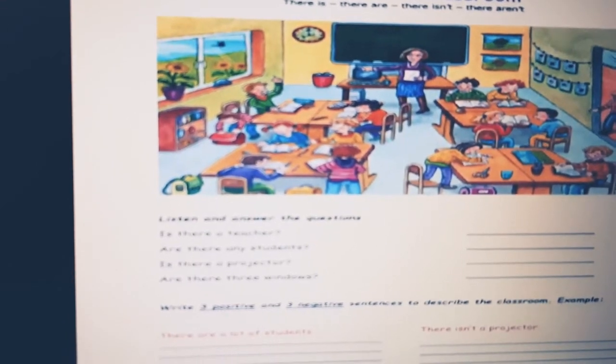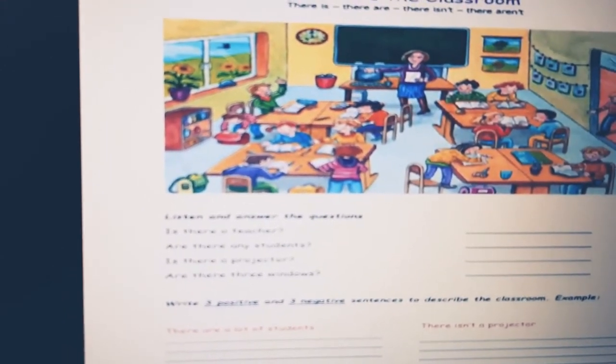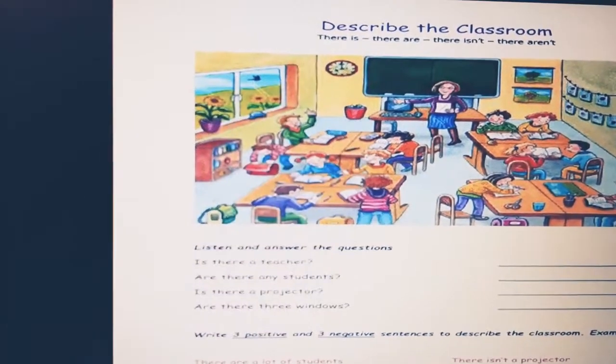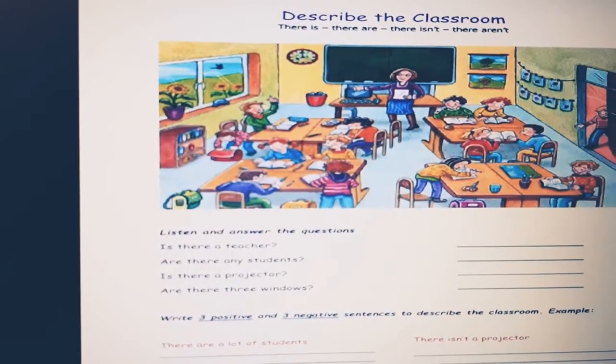Next question. Is there a projector? Is there a projector, students? What do you think?